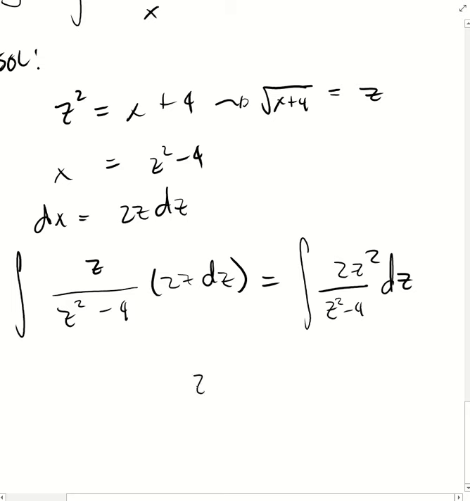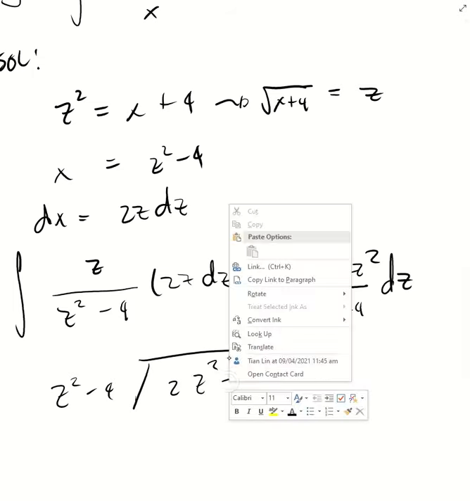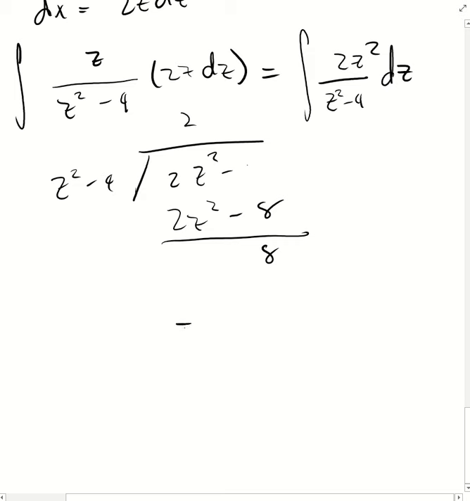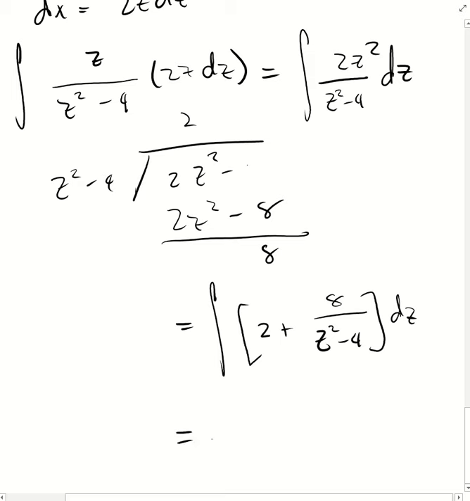So let's just divide this one. So z squared, 2z squared, z squared minus 4. So you multiply it with 2. So 2z squared and minus 8. So the remainder is 8. So this will be the integral of 2 plus the remainder 8 all over z squared minus 4 dz. And it's the same formula that we used before.